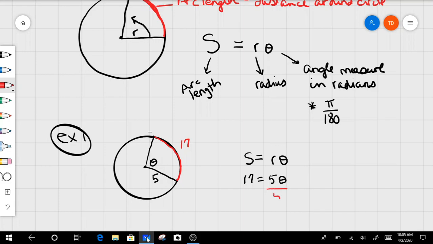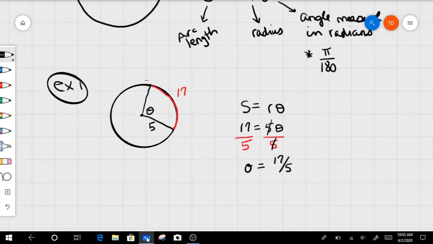So all you have to do is divide both sides by 5, and you get theta equals 17 over 5. And you're welcome to leave it in fraction form. Unless the instructions say specifically to round it to the nearest decimal, then you should leave it in the most simplified form of your fraction. Let's try another one.